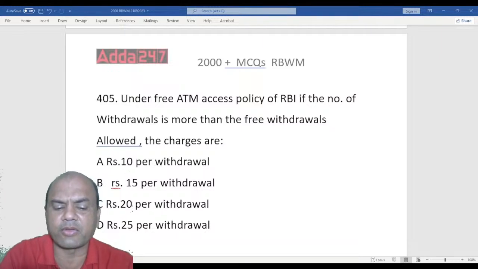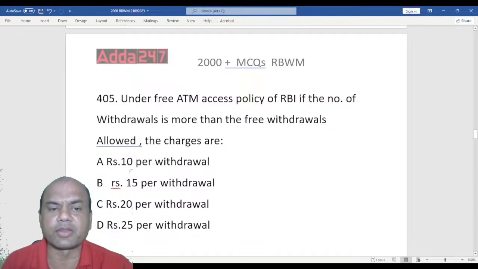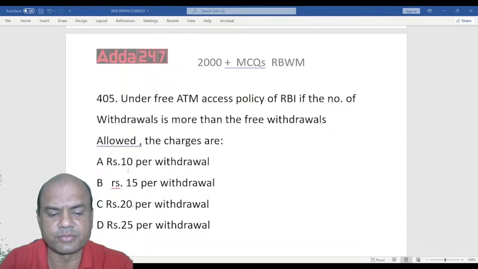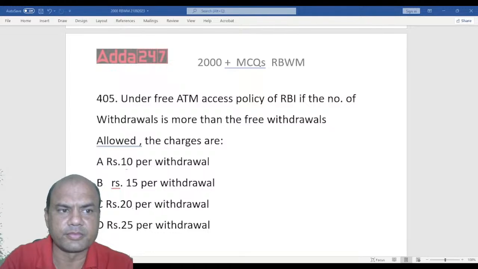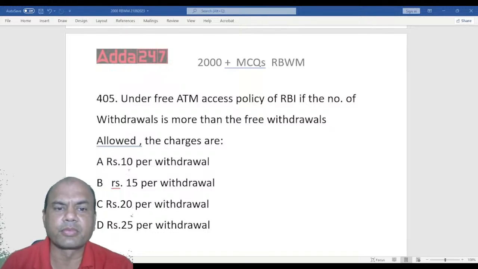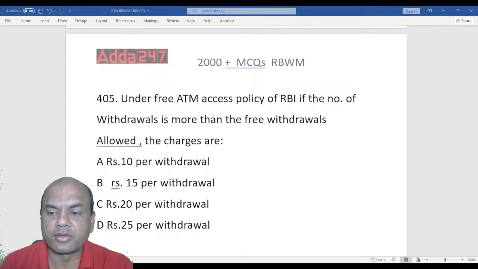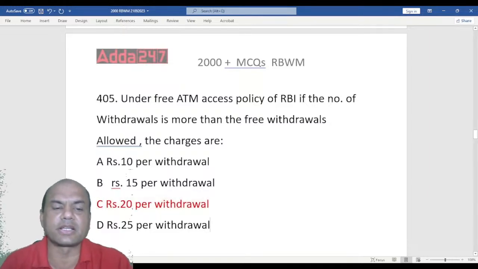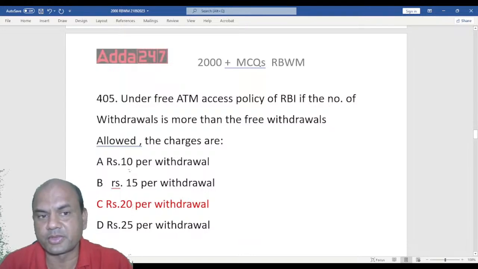This is a bit tricky one, right? This is a tricky one. Who has got this answer? Let me see in the comment section. Who has got this answer? Anyone has got this? Yes, 20 rupees is the answer. The charges are 20 rupees.